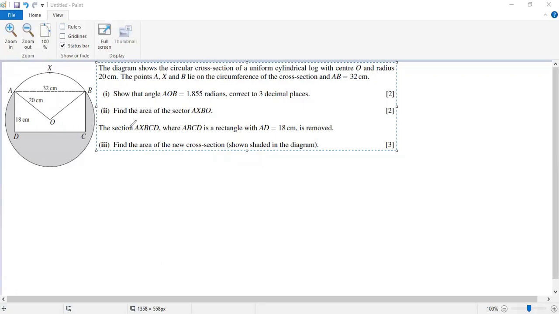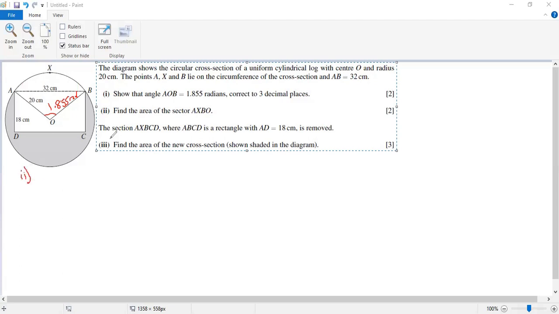So find the area of the sector AXBO. Okay, I'm going to find the area of the sector AXBO. So if I were to shade it, we're talking about this part. As usual, the earlier part of the question will link to the current part. So in the current part, we must assume that this angle is already known. So we have 1.855 in radians.